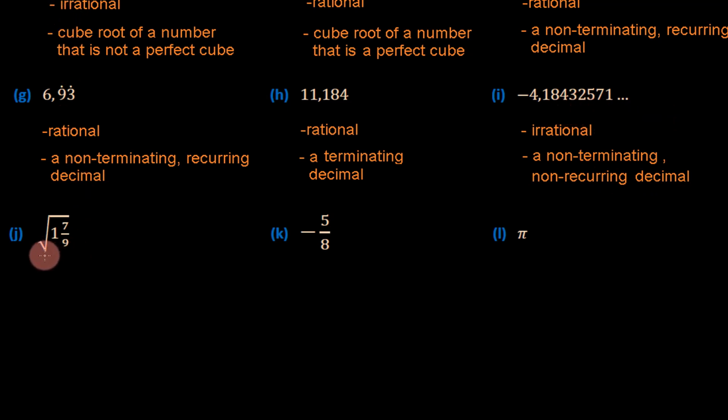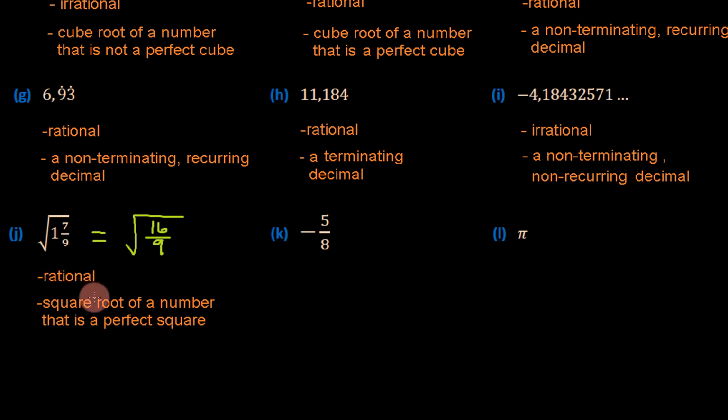Then we have the square root of 1 and 7/9. This is a number that can be written as a square root of 16/9. Now, this is a rational number, and the reason is that it's a square root of a number that's a perfect square. 16/9 is a perfect square, and the square root of it is 4/3.